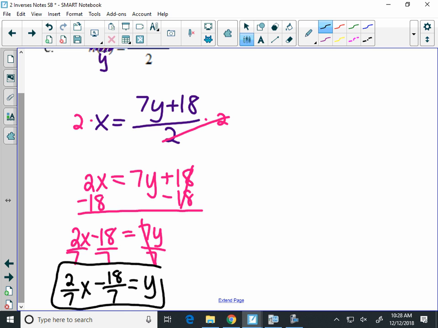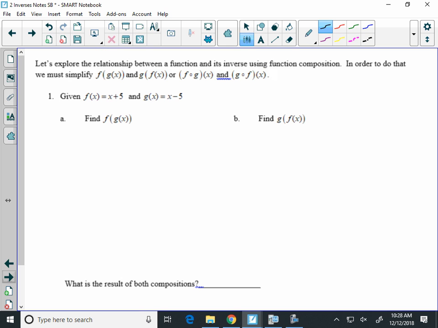So hopefully you're feeling pretty confident with finding the equation of inverses right now. Next, we need to explore a little bit more about the relationship between a function and its inverse. We're going to use composition. This is taking us back to Unit 1. So we're going to do 2 compositions for each problem. We're going to be given a function f of x and a function g of x. The first composition we're going to do is to find f of g of x. It's what we were doing in lesson 1 of this unit.